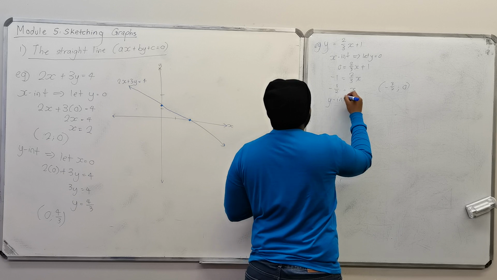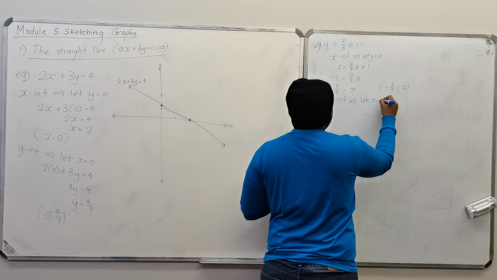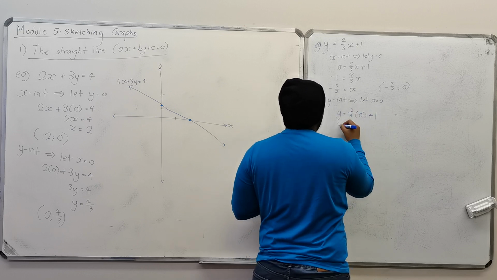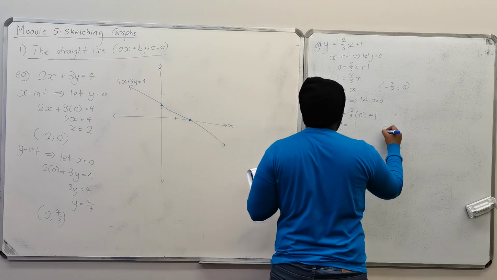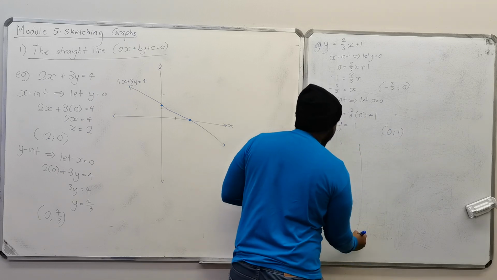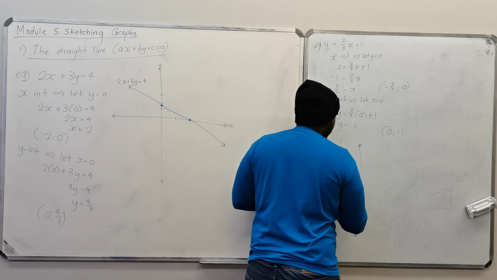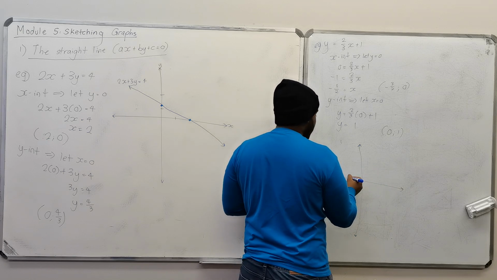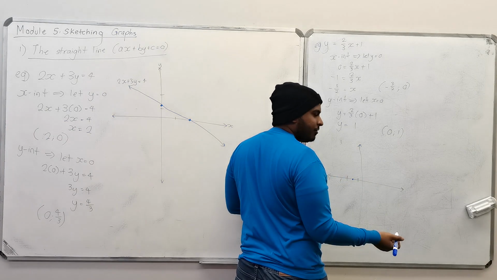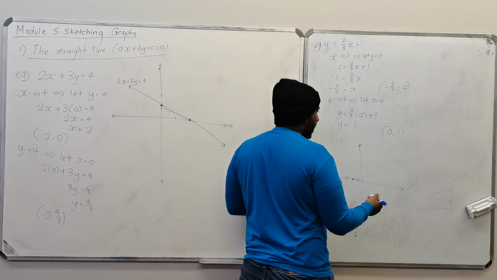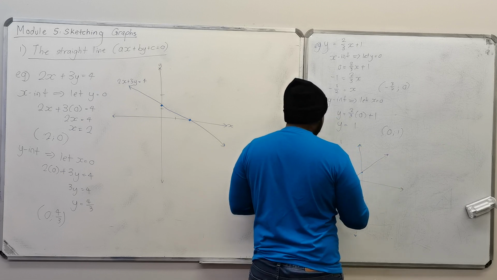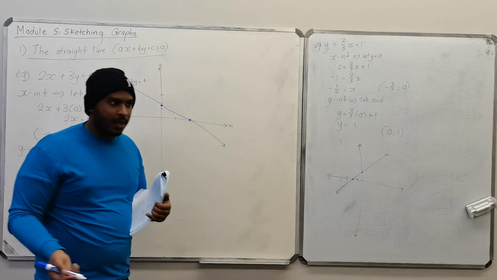That's one coordinate now: minus 3 over 2 and 0. For your y-intercept, you would let x equal to 0. So y is equal to 2 over 3 times 0 plus 1. y is equal to 1. So your other coordinate would be 0 and 1. If you were drawing it, your one point is minus 3 over 2, which is minus 1.5. So if that's 1 and that's 2, minus 1.5 is there. And your other point is 0 and 1. So your x value is 0, your y value is 1. So your graph would look like that. Understand? Okay?